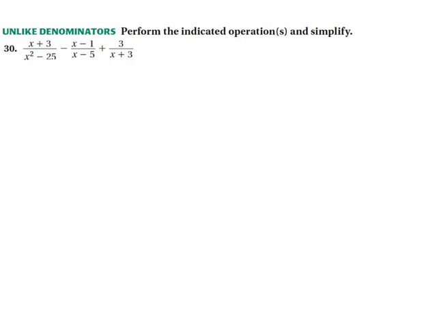So now we have this one, x plus 3 minus x minus 1 plus 3. We need to find our least common denominator, so I'm going to factor this. When I factor this one, guys, I'm going to end up with x minus 5, x plus 5, because it's a difference of squares. And so my least common denominator is going to be x minus 5, x plus 5, x plus 3.